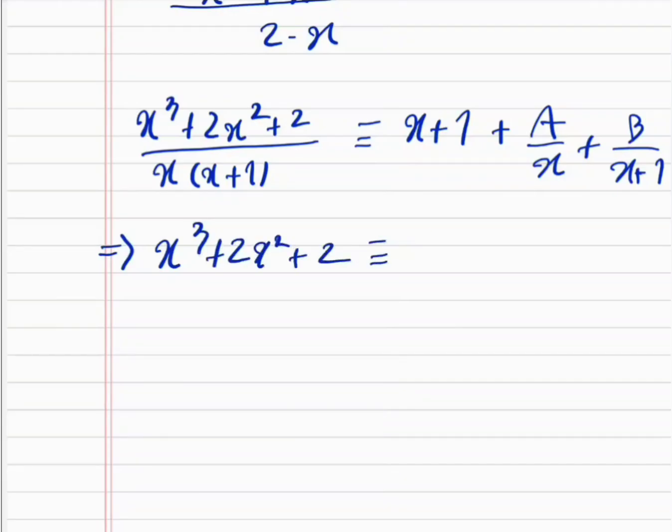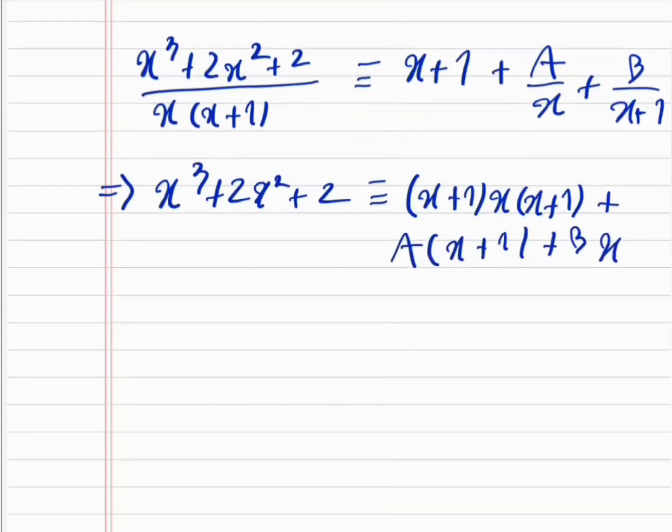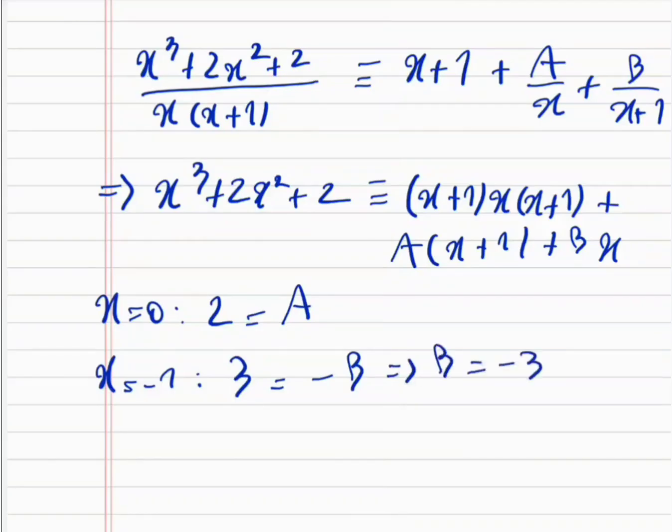And now on the right hand side, it's x plus 1 times x plus 1 again, plus a times x plus 1 plus b times x. And now it's the substitution part. If we set x equal to 0, then we'll have 2 equal to a, and that's very easy because we'll have lots of cancellations. When x is equal to minus 1, we get 3 on the left hand side, and on the right hand side, because this one is going to be 0, we'll just have minus b. And b is equal to minus 3.